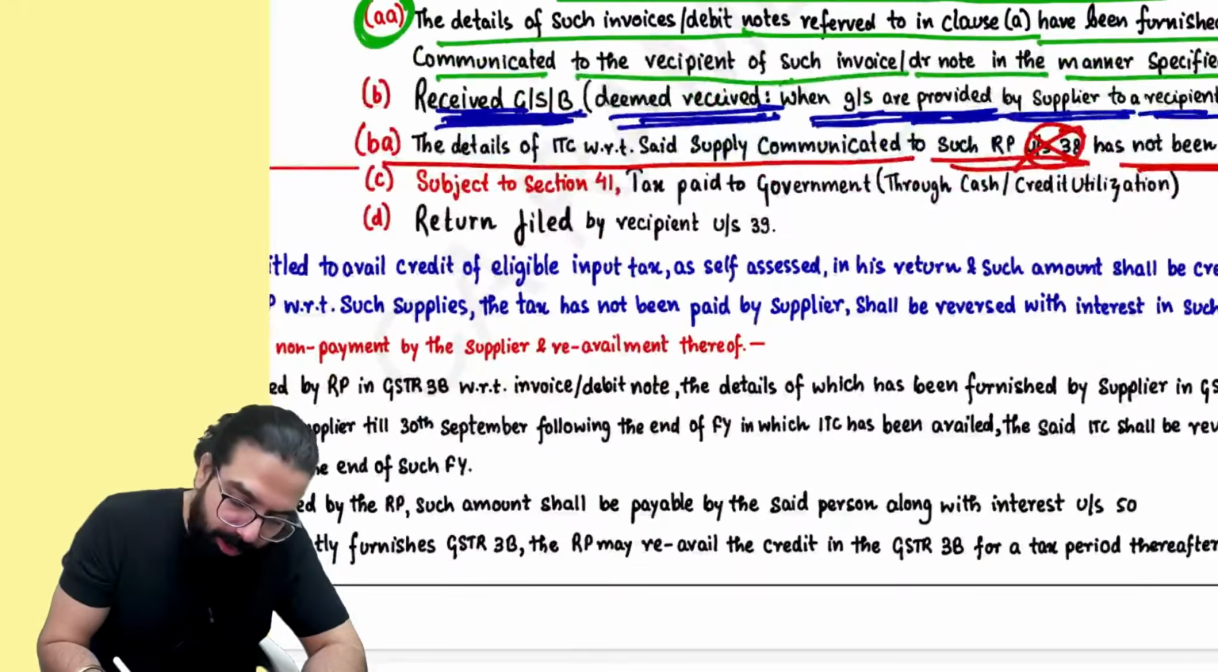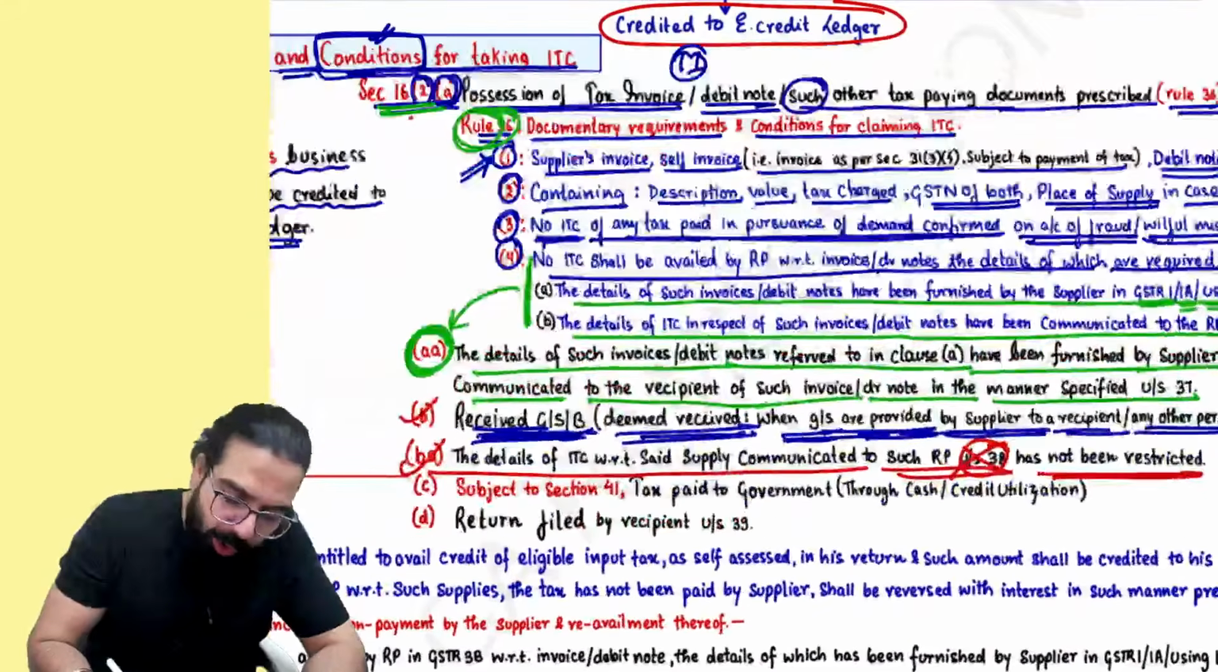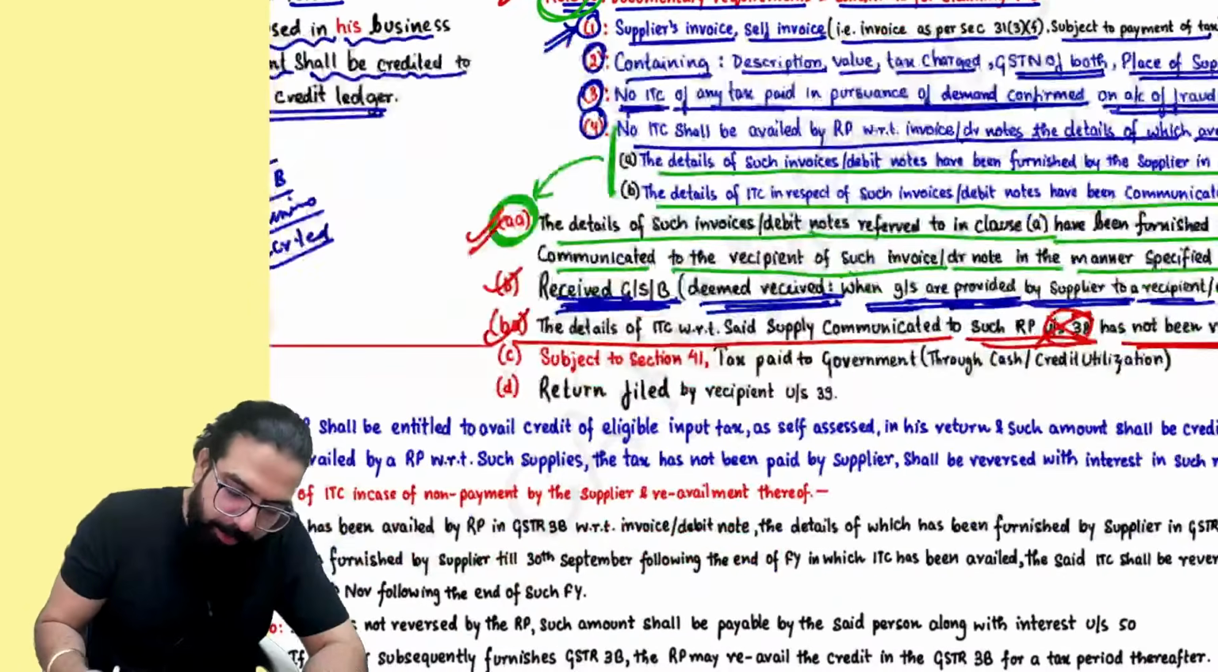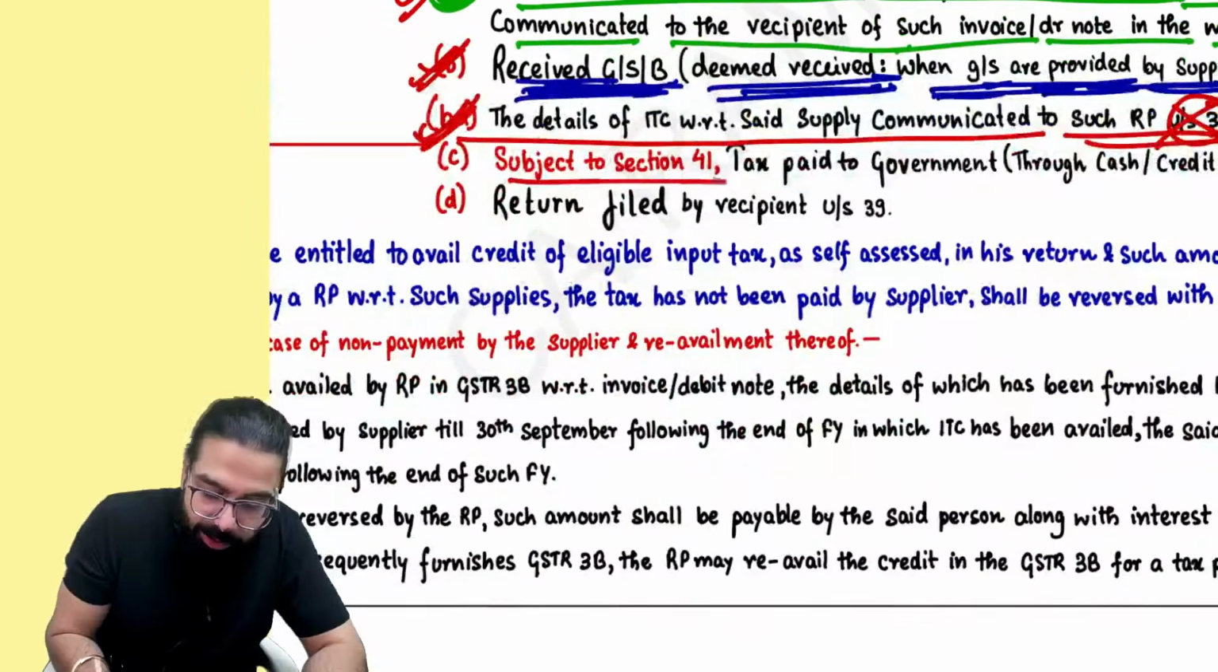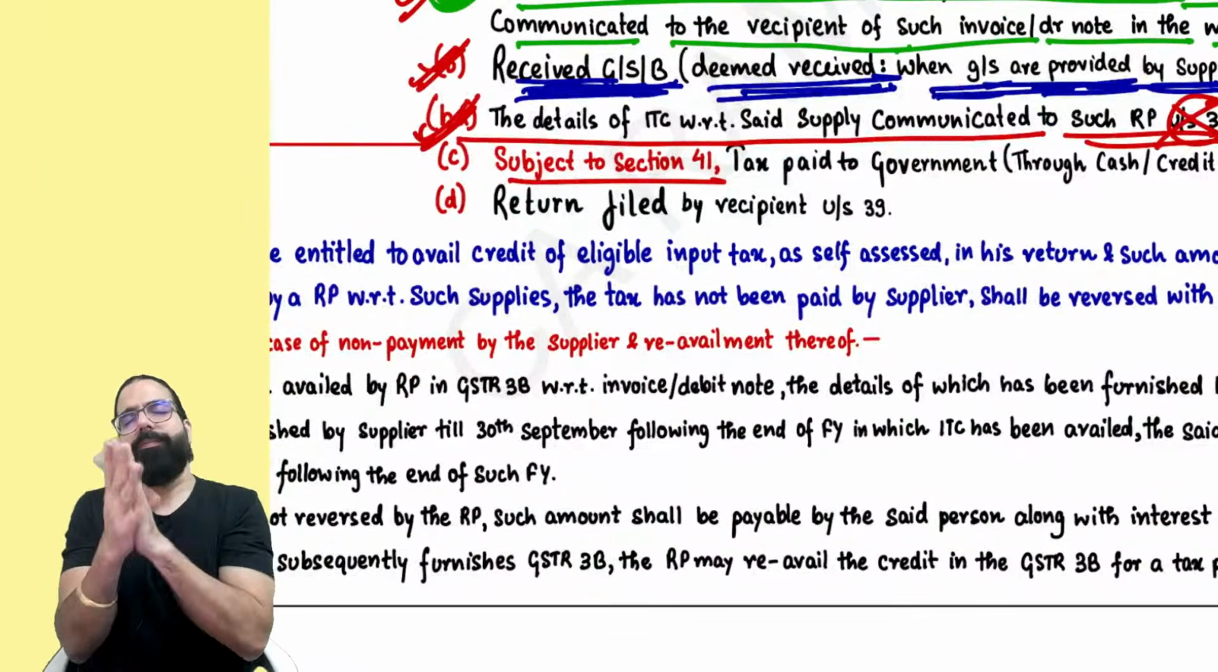Done, sir. This point is clear. The next one over here, listen to me very carefully. 1, 2, 3. We have gone ahead and learned A point. A point. B, received the goods and the credit should not be restricted. Now, next one over here. Everyone listen to me very carefully.